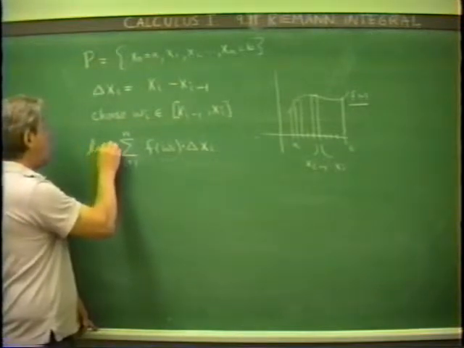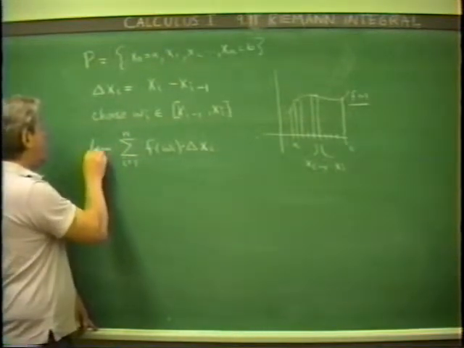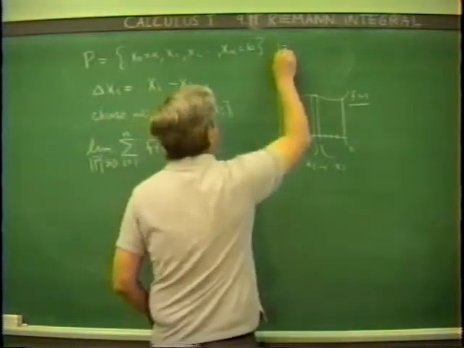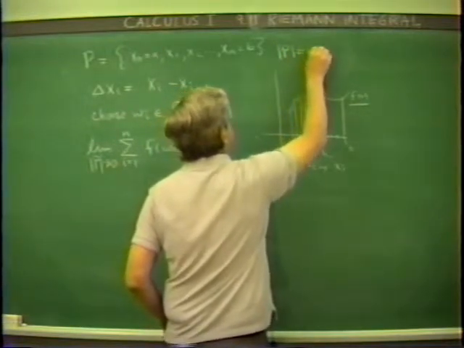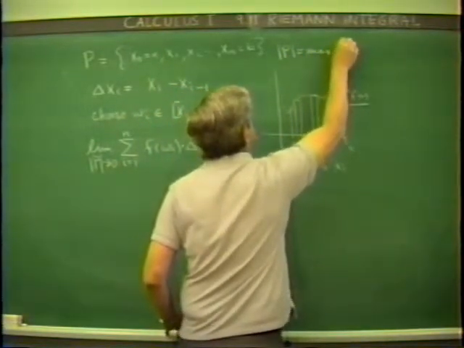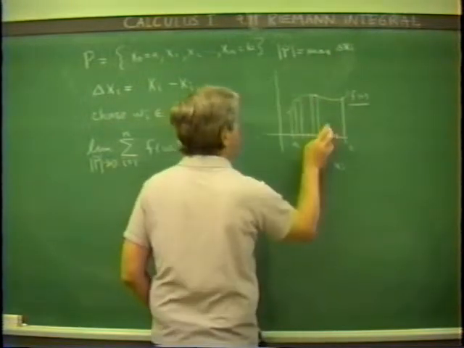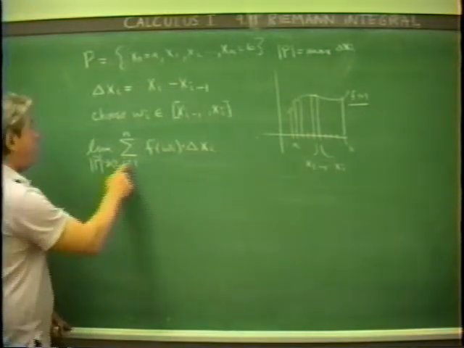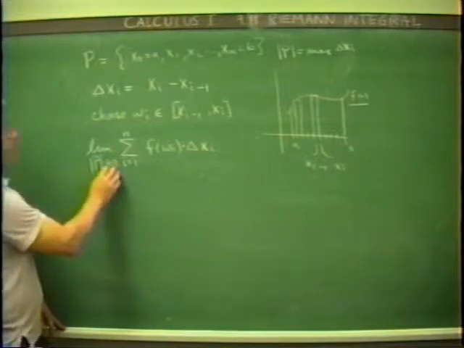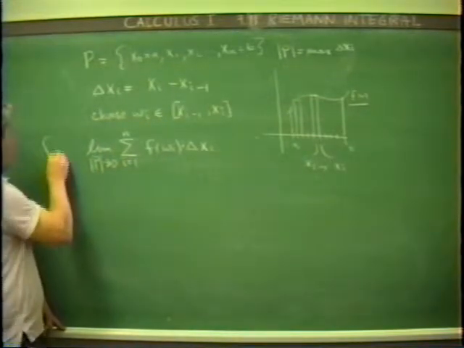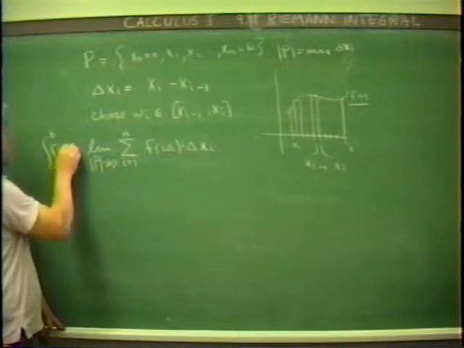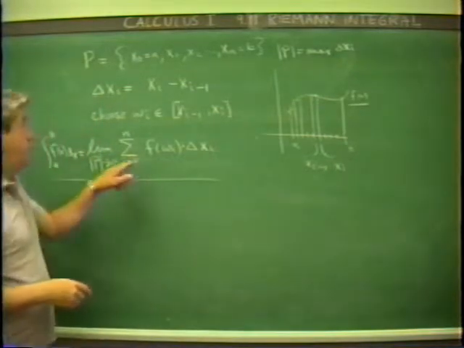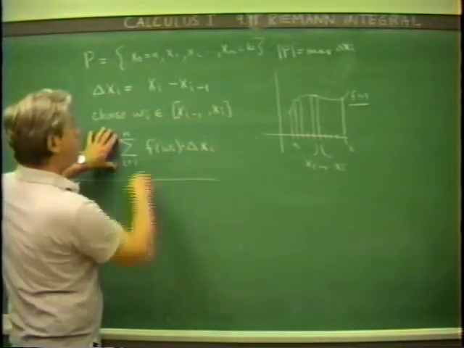And then what we wish to do here is take the limiting value as the norm of the partition goes to 0, where the norm of the partition is equal to the maximum value of the delta x_i's. It's the width of the widest interval in the partition. This is going to be the definition of the integral from a to b of f of x with respect to x. It's equal to this limit here.